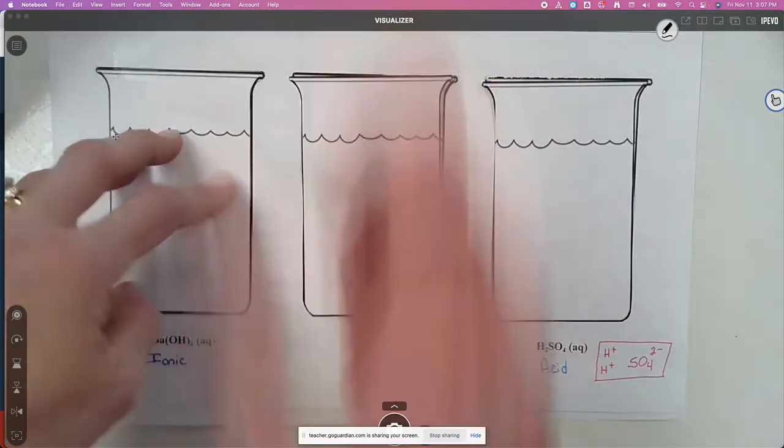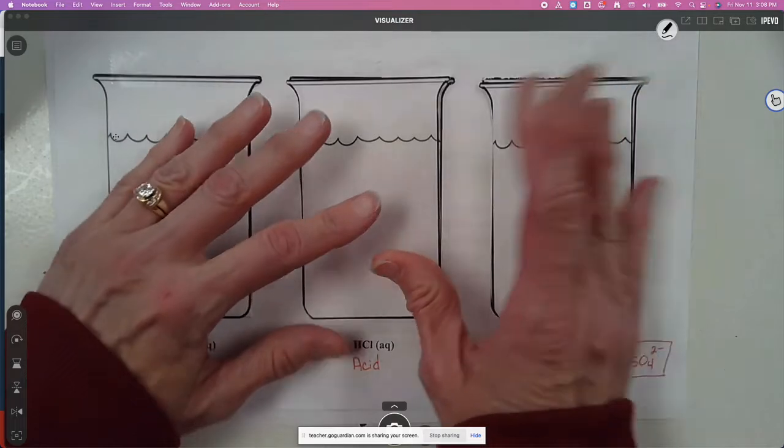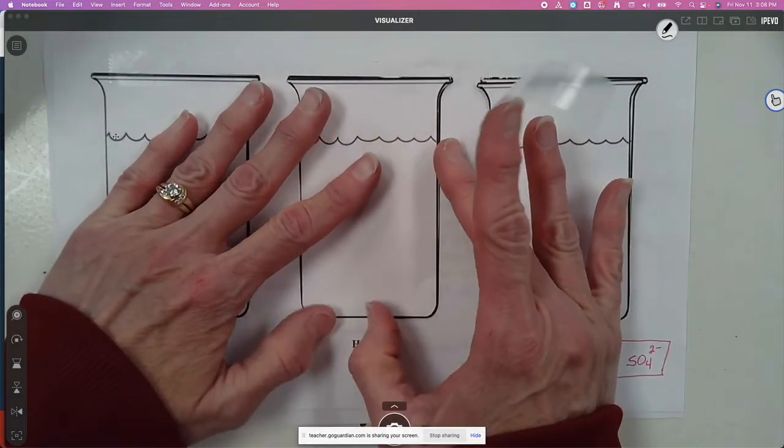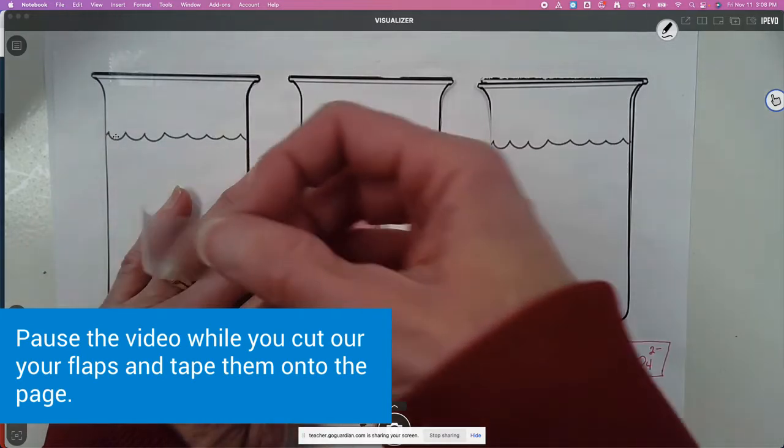Now, some of you have the personality that says, I need to cut this beaker out so that it's exactly the shape of a beaker. That's awesome. Others of you have the personality that says, you know what, I'm going to cut this into roughly a rectangle and tape it down to my piece of paper.